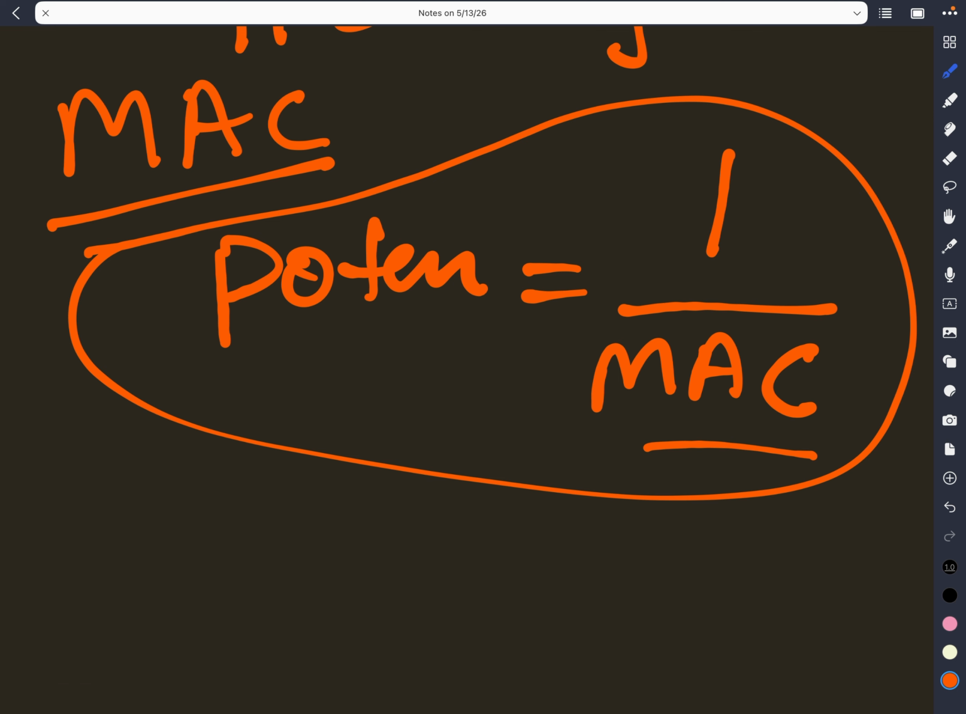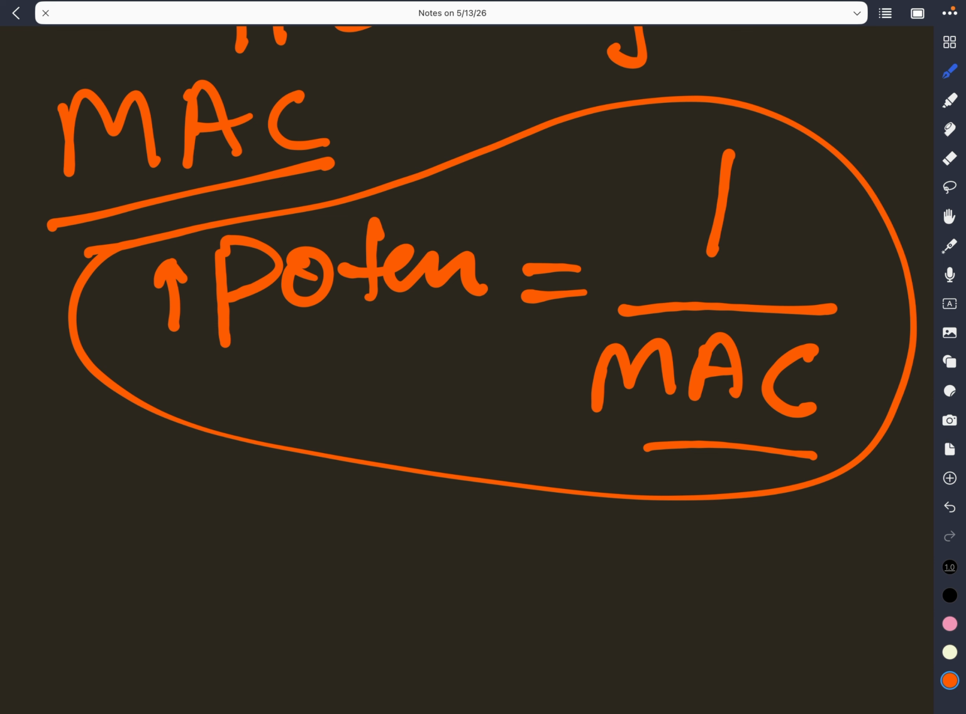You need MAC for rapid induction to be high. Potency means once the anesthetic drug is inside the veins, it stays in the veins for a long time. It has good solubility. Increased solubility means increased potency.